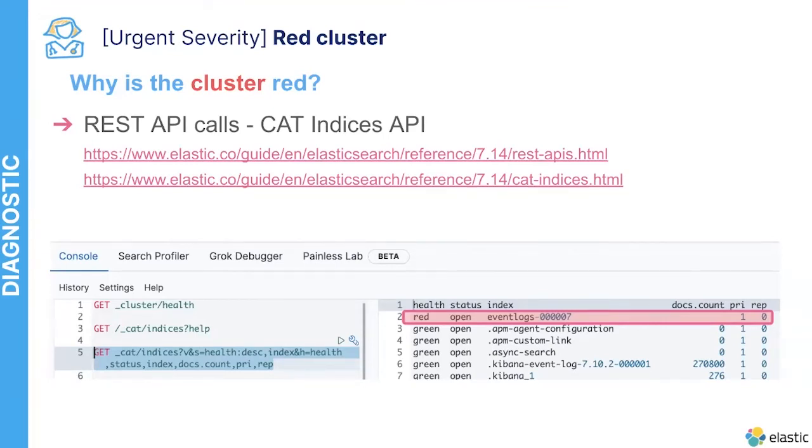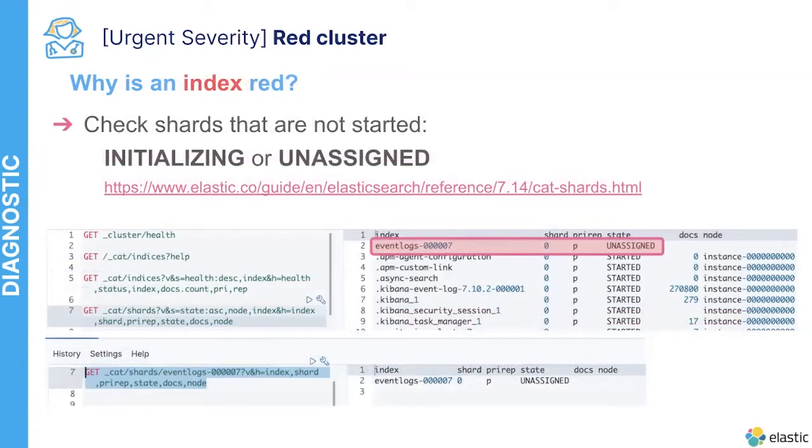First, we'll run the CAT indices API. Here with some parameters for readability, you can see, and we can see that there's only one index in red in this case. As we see no documents in the event log 7 index, we'll dig into it a bit more. We'll check all the shards sorting on state descending.